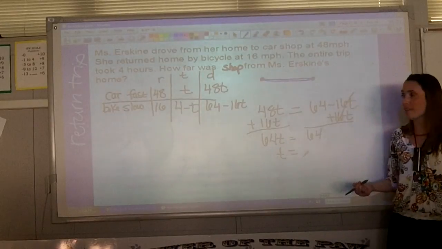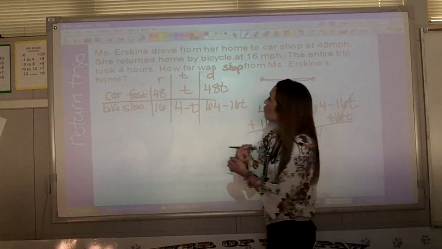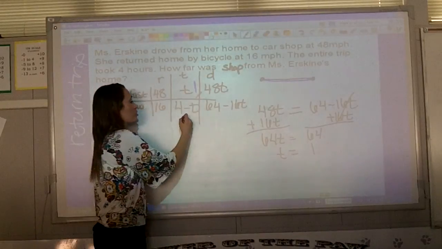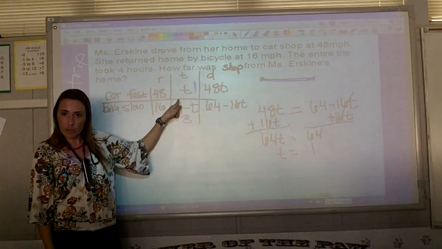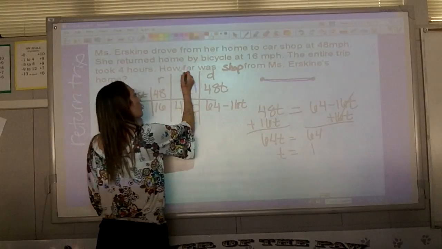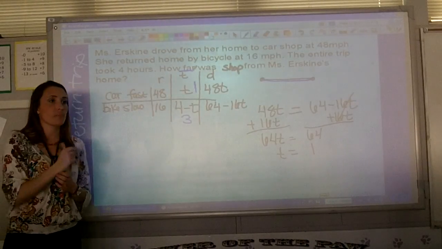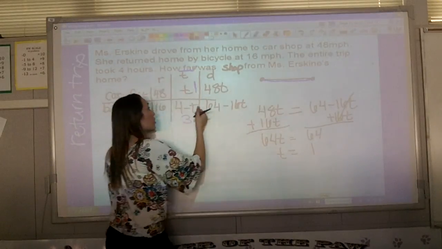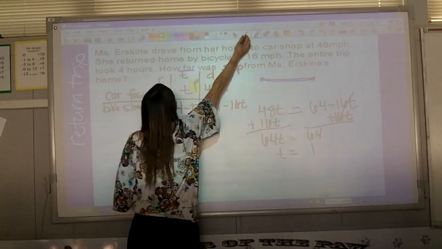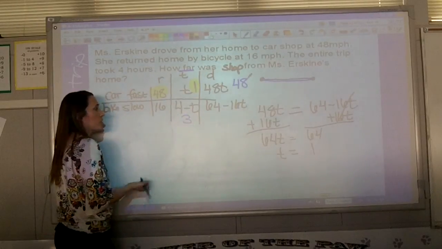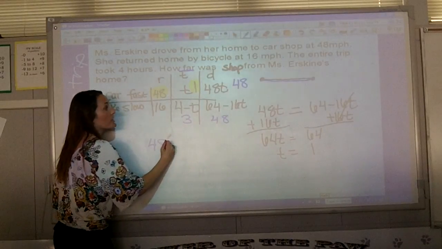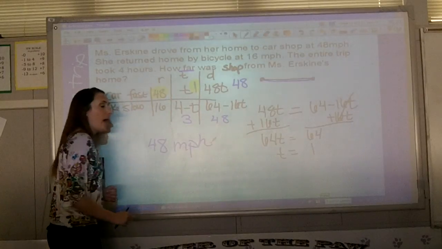What is the time it took me to drive there? 1 hour. So it took me 1 hour to drive there. How many hours did it take me to come back? 3 hours, because 1 plus 3 gets us that grand total of 4. The question says how far, so I'm looking for the distance. How far was the shop? 48 miles. Good. You're going to multiply your rate, which is 48, times your 1, and that gives you 48. Another way to do it is you can multiply 16 times 3, which also gets you 48.